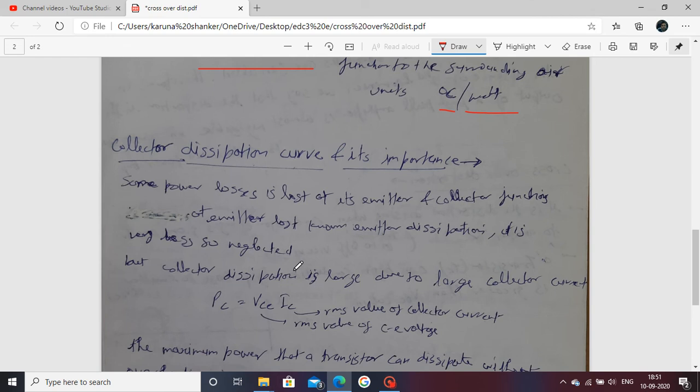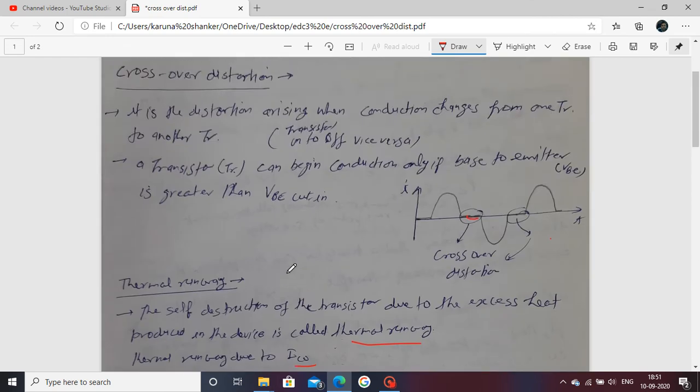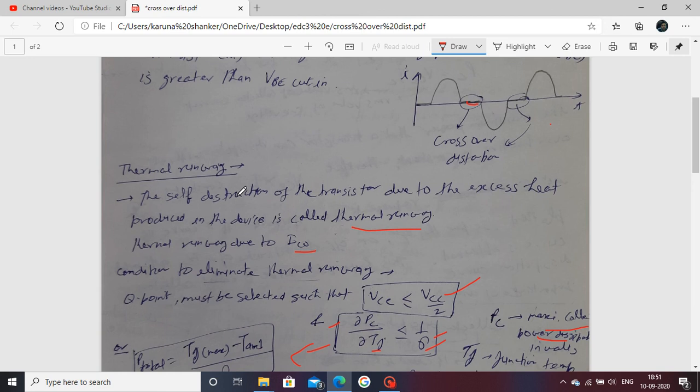Next, we move to the collector dissipation curve and its importance. Overall, thermal runaway is one of the disadvantages of a power amplifier. It means that when heat is produced by the power amplifier, proper amplification is not obtained on the output side, because the Q point, the quiescent point, shifts as the temperature increases.